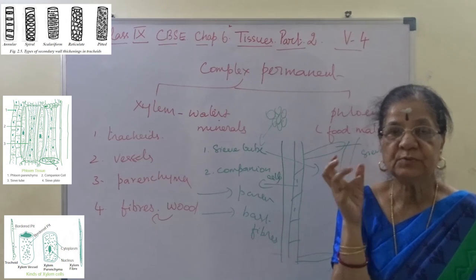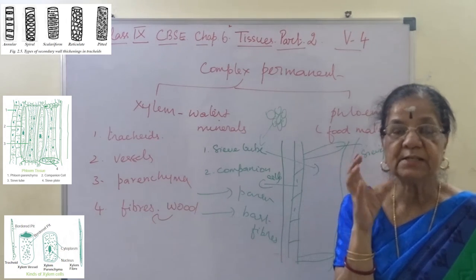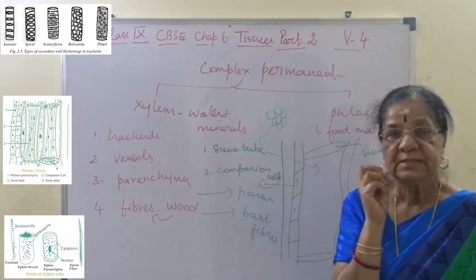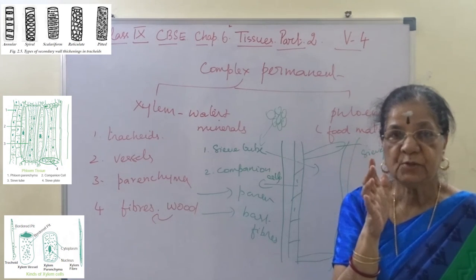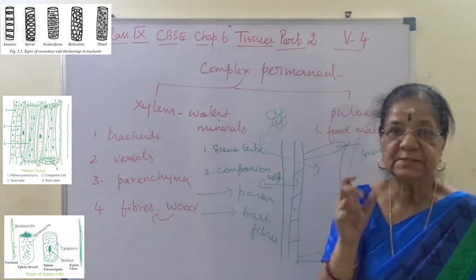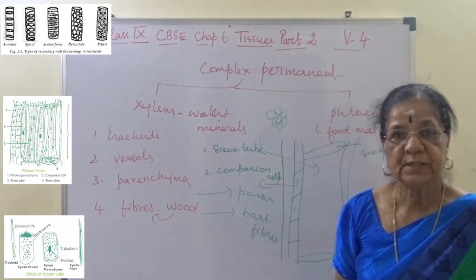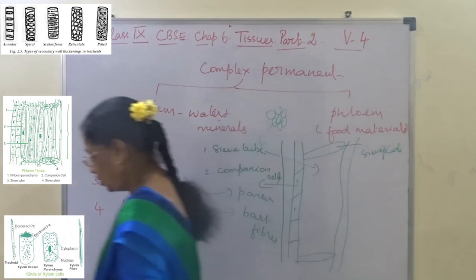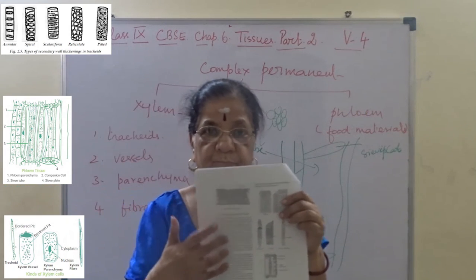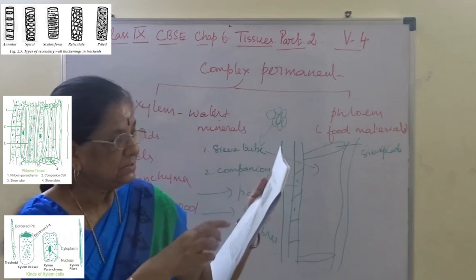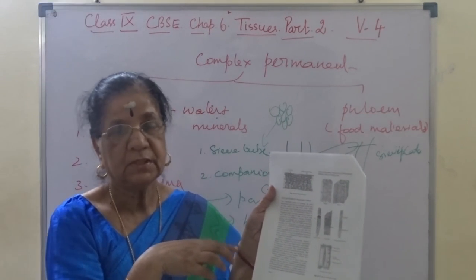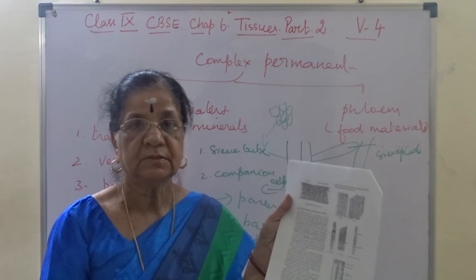Then the first occurrence of vascular tissue, xylem and phloem, started from the plant group pteridophytes only. So the primitive type of occurrence is present from the pteridophytes. I hope you understand. So this is for the complex permanent tissues, about the xylem and phloem. Are you clear? Right. We will continue in the next session. Thank you.